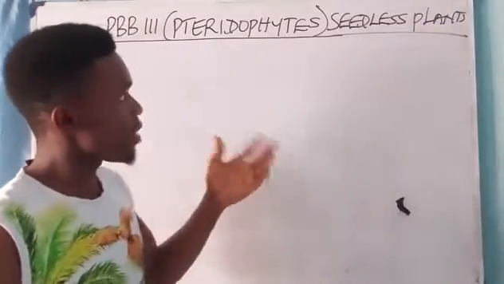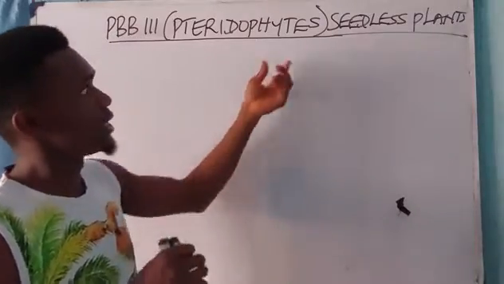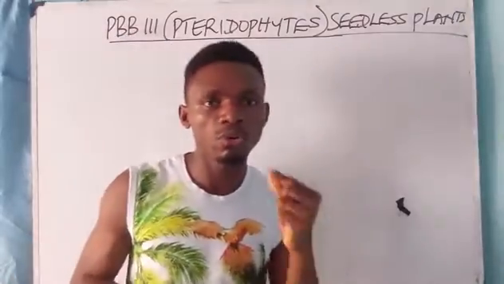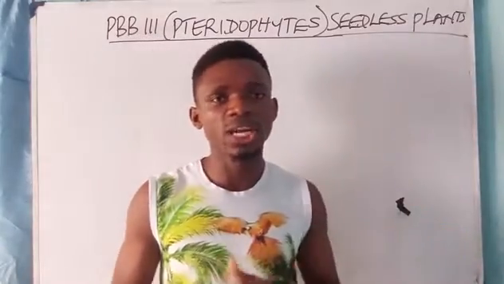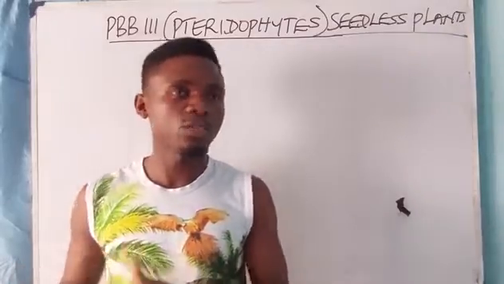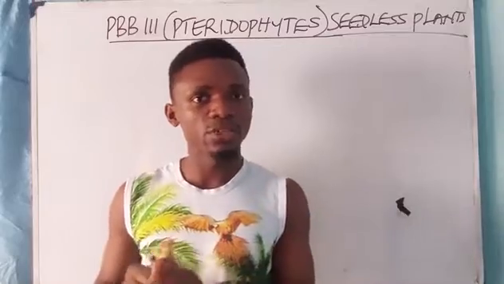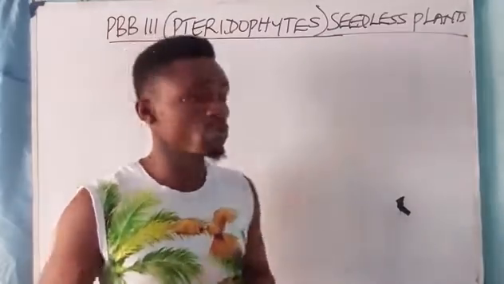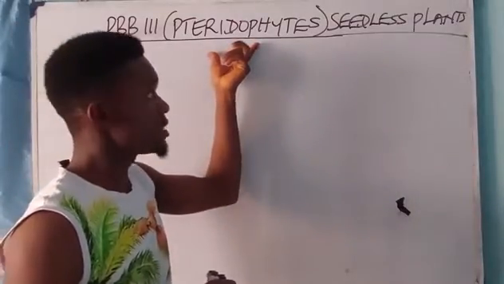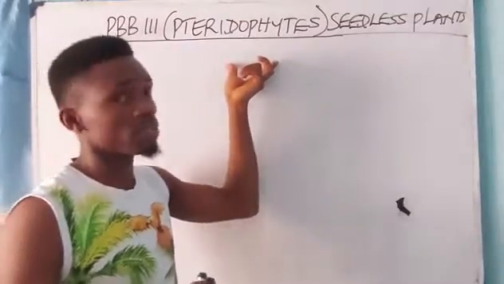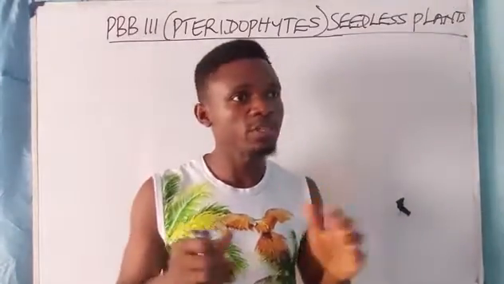The similarities are: one, both of them are seedless, and two, they undergo alternation of generation. That is, they have the sporophytic stage and the gametophytic stage. In bryophytes, the gametophytic stage is dominant, while the sporophytic stage is recessive. But in pteridophytes, the recessive stage is actually the gametophytic stage, while the dominant stage is the sporophytic stage. So please take note of that.